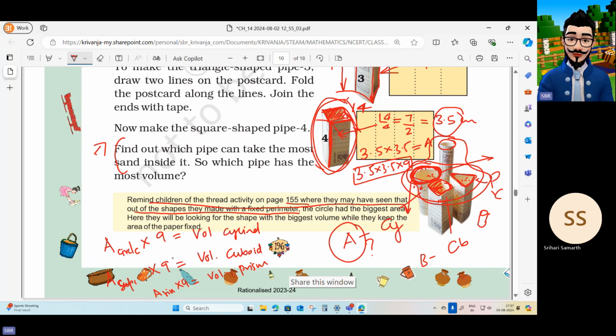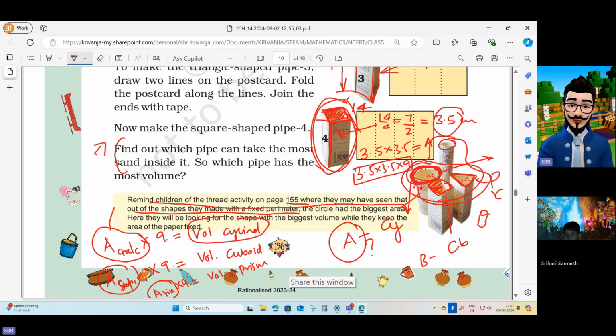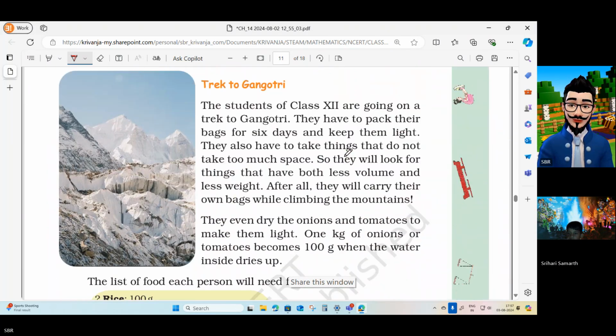Remember, into 9. So, what it says, among a circle, a square, and a triangle, which is maximum? A circle. This is the highest. So this highest number multiplied by 9 will give me the highest among these, right? So volume of cylinder is the highest. Okay, read.